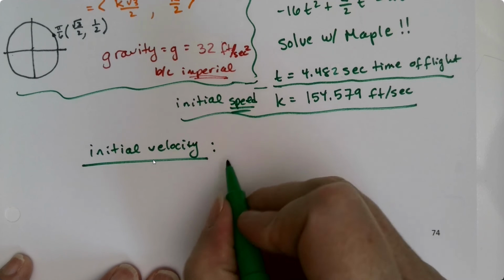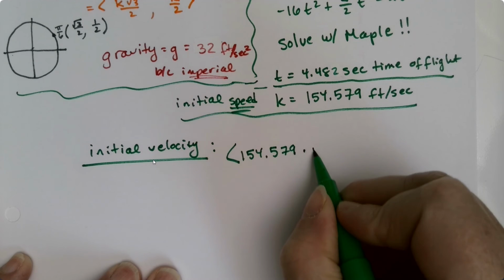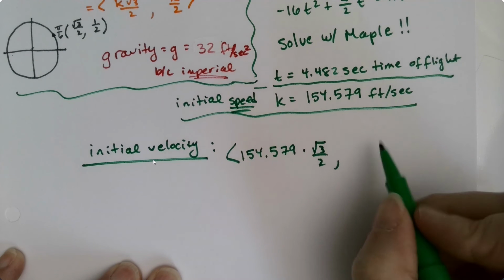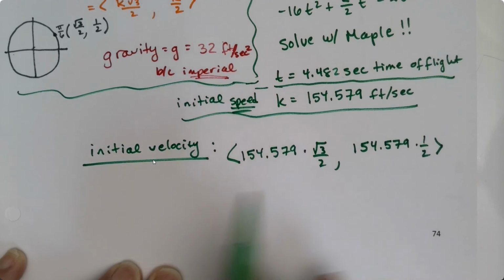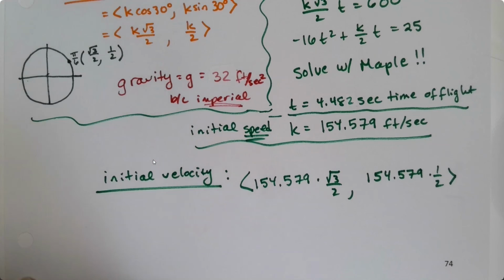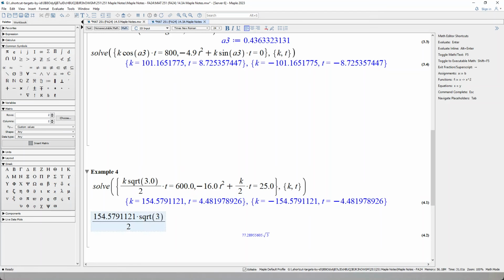So the initial velocity would be k, which is 154.579 times the square root of 3 over 2, and then 154.579 times a half, right? I'm substituting into here. So I just need to find these numbers, and we'll be good. Let me go back to Maple, and I can just copy and paste. So I copy that answer, and I say, take that answer times the square root of 3 divided by 2. Oh, and it's going to give me an exact answer unless I put a decimal in there under the square root.